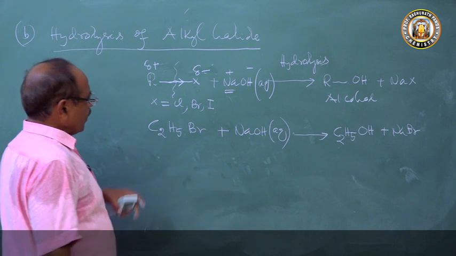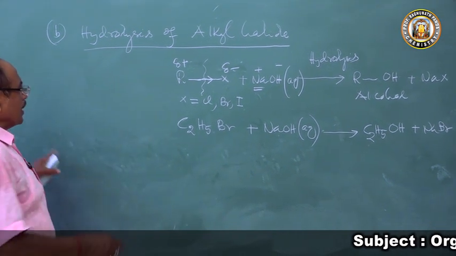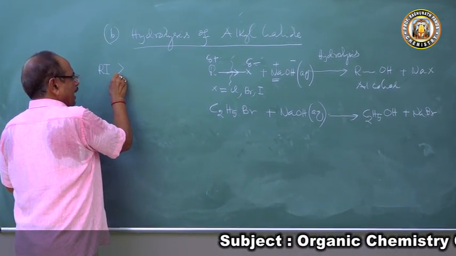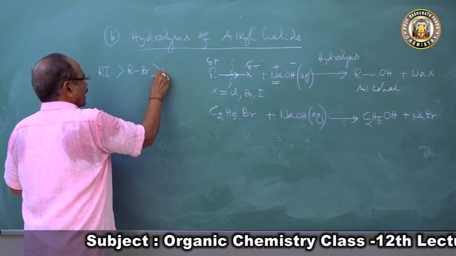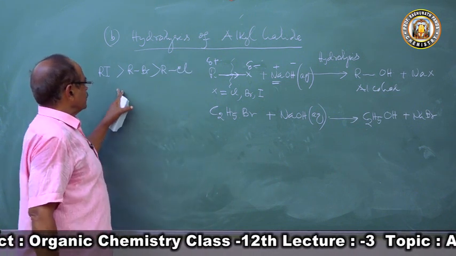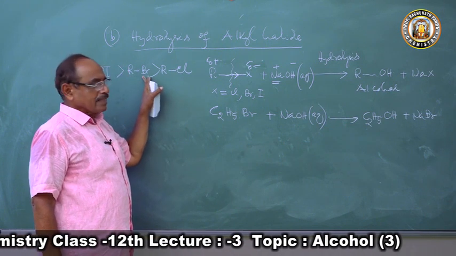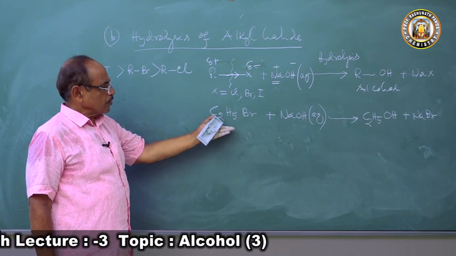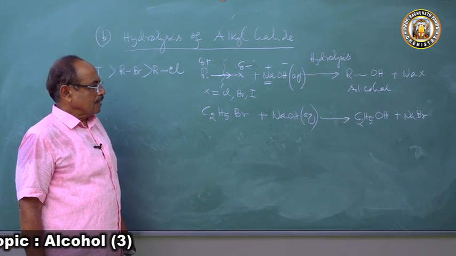So what is the order of reactivity of alkyl halides? Alkyl iodides are more reactive than alkyl bromides, which are more reactive than alkyl chlorides. The order of reactivity is RI greater than RBr greater than RCl. So that is the reason we are choosing alkyl bromide for this reaction.